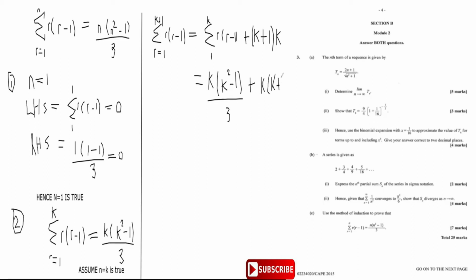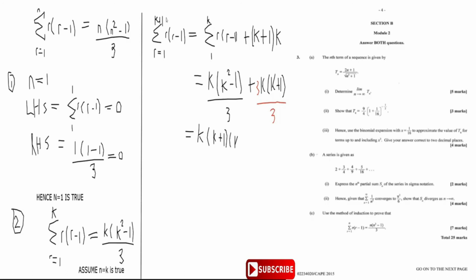Now this k times k plus 1, look what I'm going to do. I'm going to put a 3 in the numerator here and divide by a 3. Why would I do that? So I can factor out 3 from it. The next thing I want to do is factor out k plus 1. Now, k squared minus 1, as you recall, is the difference of two squares. K squared minus 1 can be broken up as k plus 1 times k minus 1.